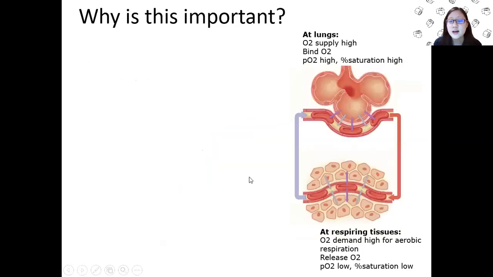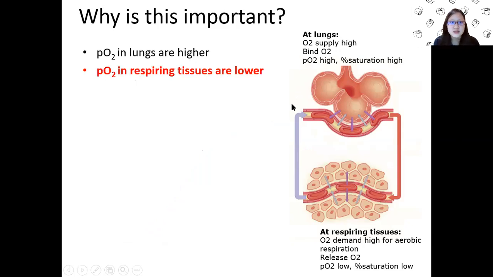So that is the hemoglobin dissociation curve. We have answered what it shows and why it is S-shaped. Now, the hemoglobin dissociation curve has its importance. And why is it important exactly? Now, this is a bit of a repetition, but here we go again. It's because in the lungs, oxygen partial pressure, PO2, is higher, right? That's because there's a high supply of oxygen and you can bind oxygen there, and therefore partial pressure is high. However, PO2 in respiring tissues is lower.